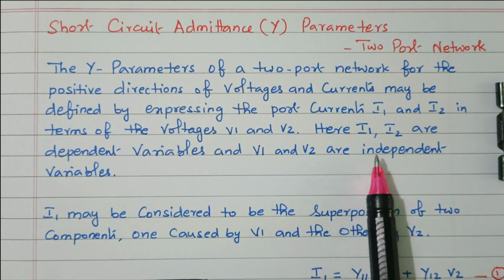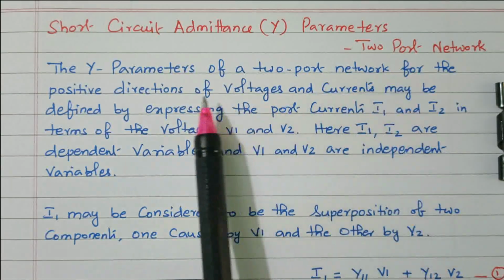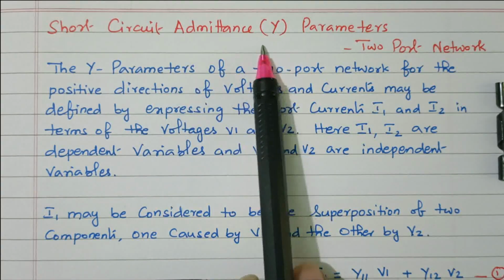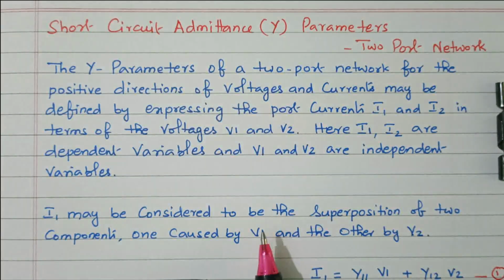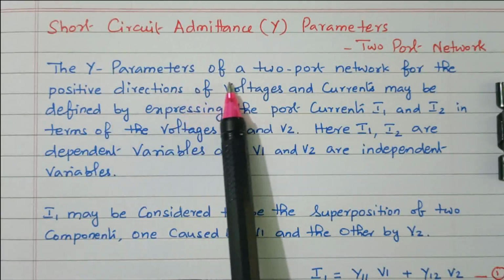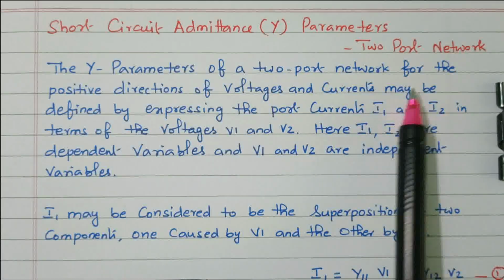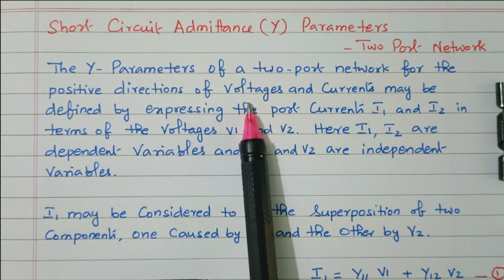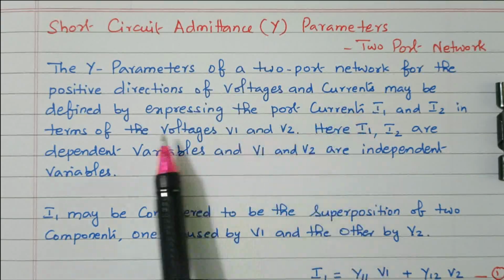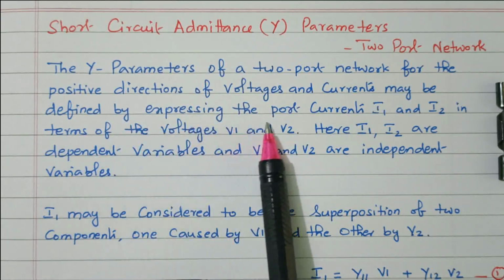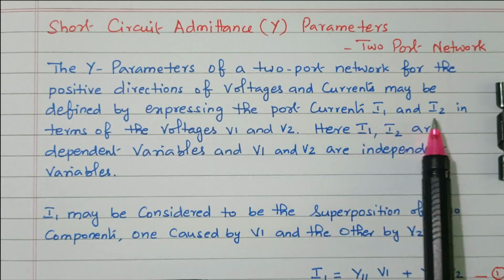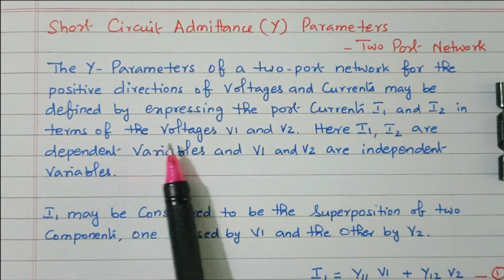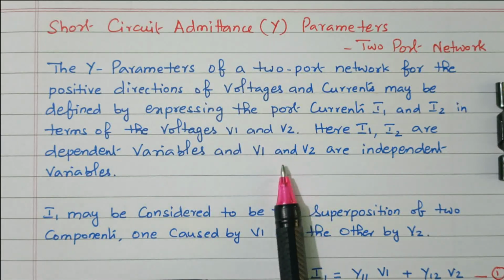network. Now we'll go to the topic two-port network. Under that, short circuit admittance parameter, Y parameters. The Y parameter of a two-port network for the positive direction of voltages and current may be defined by expressing the port currents I1 and I2 in terms of voltages V1 and V2.